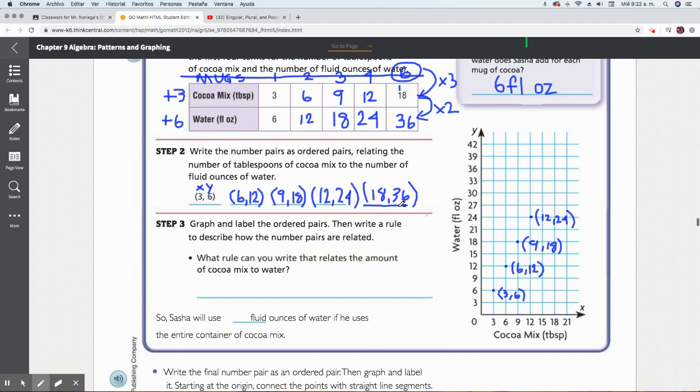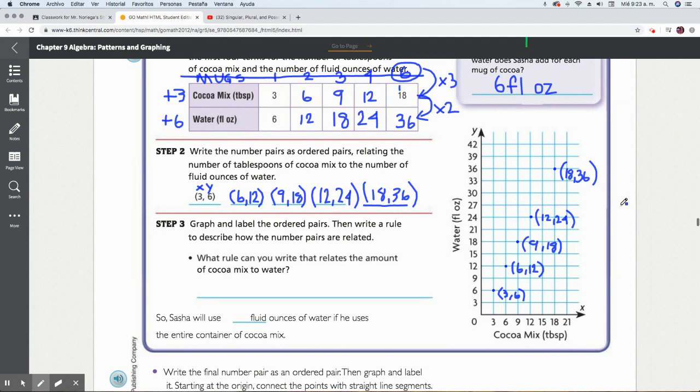Okay, and the last one, 18, 36. So 18 on the x-axis and 36 on the y-axis. Okay, which is this line right here. And then I'm going to use the ordered pair to label that point, 18, 36.